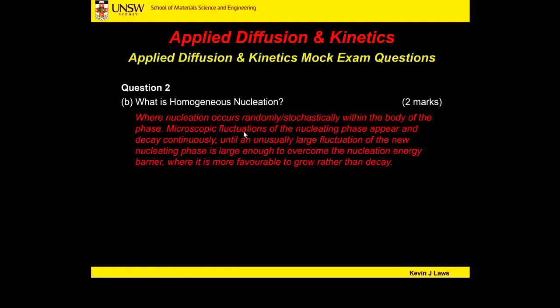Describing how it happens: fluctuations of the nucleating phase appear and decay, until a fluctuation is large enough to overcome the nucleation energy barrier, where it's more favourable to grow rather than decay. So try and get a little bit of that mechanism in there if you can. But if you can remember at least this first line, randomly within the body, without external influence, that's key.